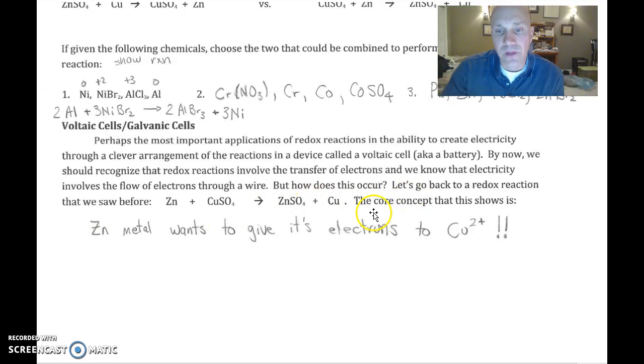So what I'm going to do is, instead of going through the galvanic cell, there's actually an excellent video on YouTube that goes through this. But what I want you to remember while watching this is this basic concept that this reaction shows, is that zinc metal wants to give its electrons to copper ion. When that happens, your zinc is going to become zinc plus 2, and your copper is going to want to become copper metal.